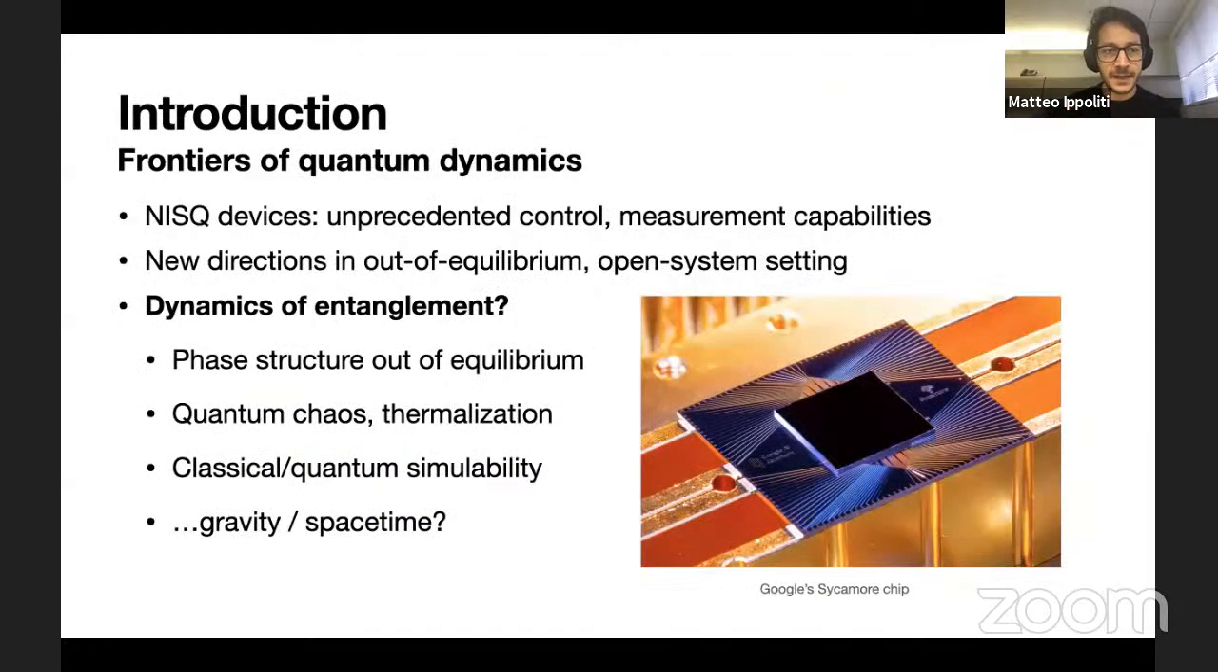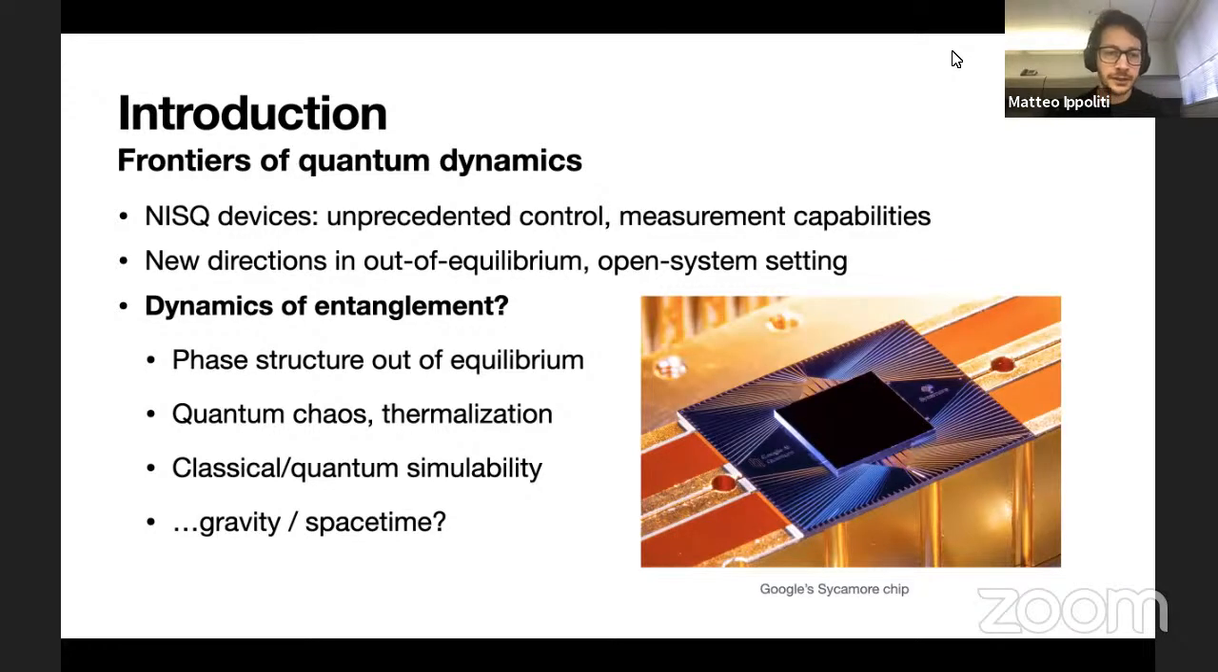So before I begin, I wanted to situate this work in context a little bit. The setting is that of the frontiers of quantum dynamics, which in some ways are expanding due to the introduction of these new devices known as noisy intermediate scale quantum devices, or NISQ, which are bringing to the table unprecedented capabilities for quantum control and measurement, performing measurements on quantum systems. These are interesting from at least two perspectives. One as computers, right? You obviously want to design quantum computers that can perform useful tasks, but also as many-body quantum systems in their own right, just laboratory systems of many interacting qubits. These are very powerful and interesting, and they're opening up new directions in out-of-equilibrium and open system dynamics in particular.